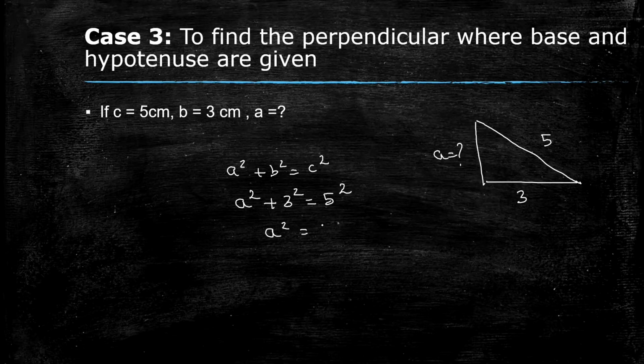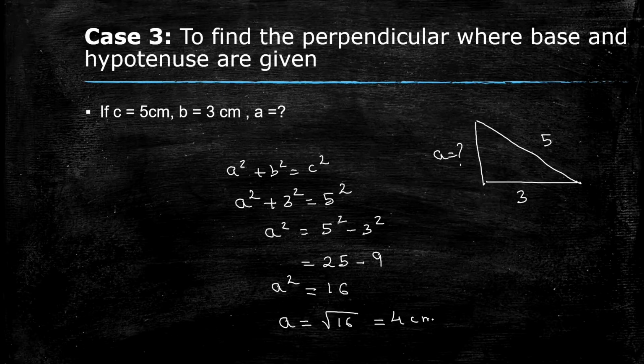Now A square is equal to 5 square minus 3 square, which is nothing but 25 minus 9, which is equal to 16. So A square equal to 16. A is equal to square root of 16, which is nothing but 4 centimeter. So here I get the A value as 4 centimeter. So in this application, we learned how to find the third side if any two sides of a right angle triangle are given to us.